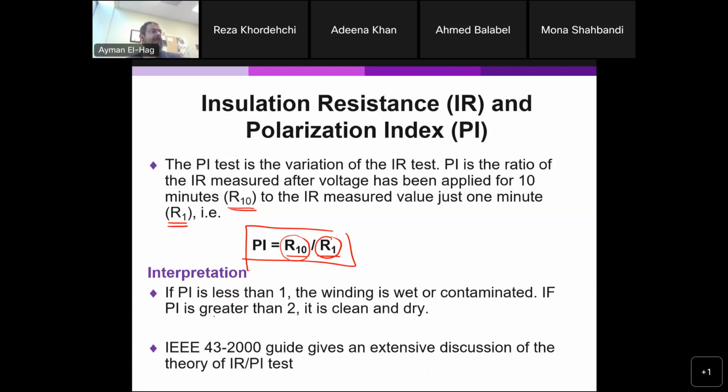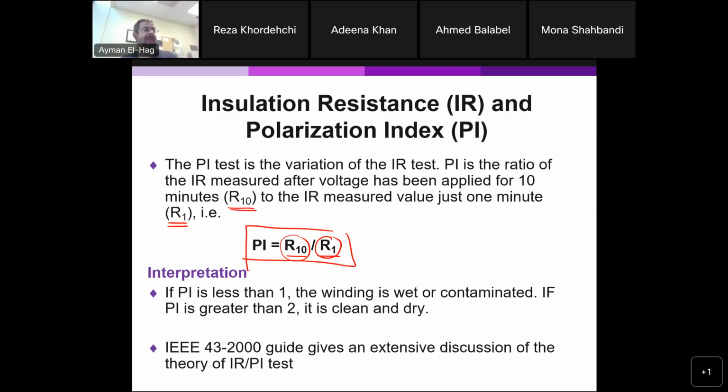As we will see, we use the polarization index and the Megger test for different applications. Sometimes, as I will mention, we use it in a manufacturing process, where you want to see the quality of that process. And sometimes we use it to evaluate the insulation of the system in the field as well. We want to see the polarization index or the insulation resistance of the equipment in the field.